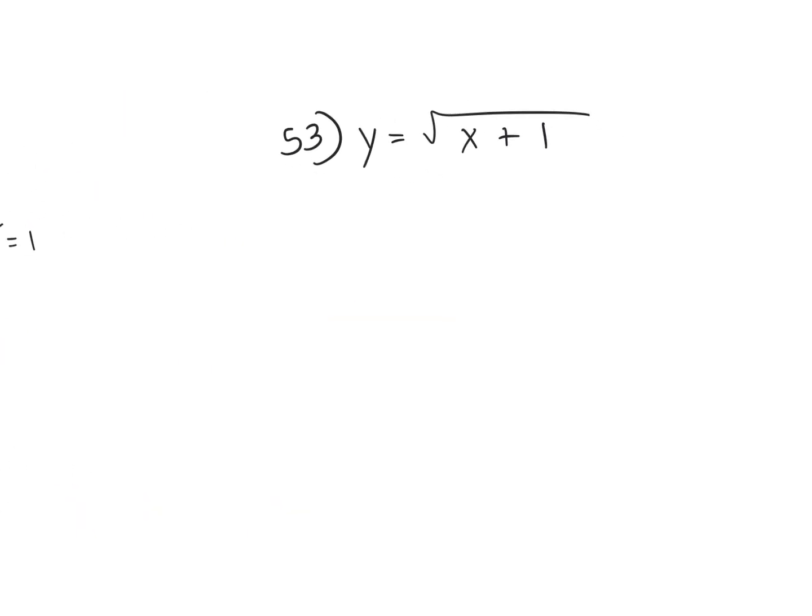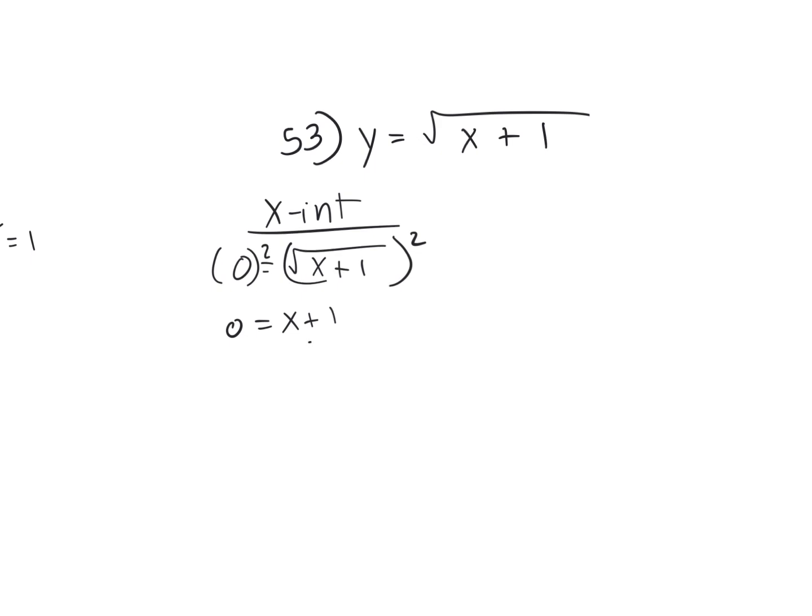For 53, again, I'm going to start by looking for the x-intercept. So we get 0 equals root x plus 1. Now to get rid of that root, I'm going to square both sides, which is just going to give me 0 is equal to x plus 1. I'll subtract the 1, and we get x is equal to negative 1. So our x-intercept is negative 1, 0. And I'm also looking for the y-intercept.